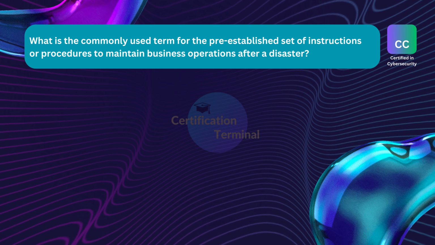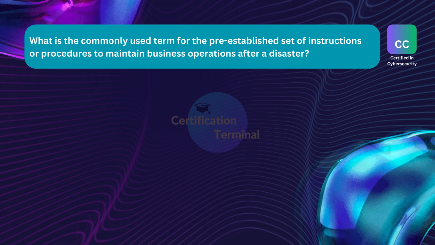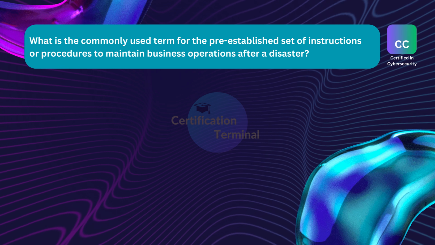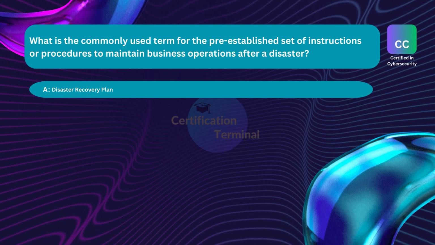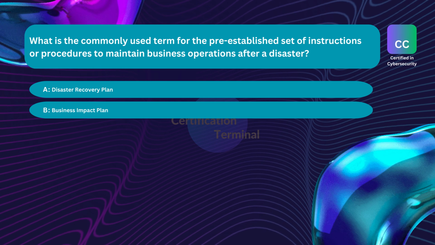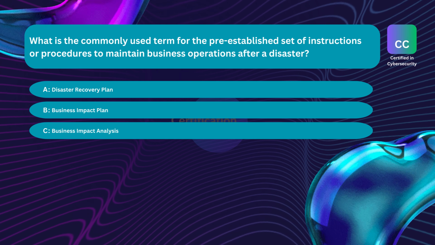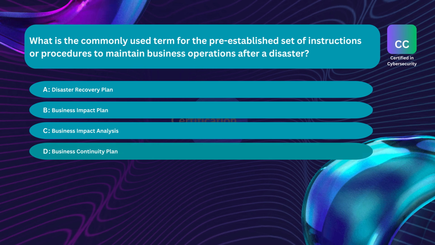Question number 14. What is the commonly used term for the pre-established set of instructions or procedures to maintain business operations after a disaster? Option A, Disaster Recovery Plan. Option B, Business Impact Plan. Option C, Business Impact Analysis. Option D, Business Continuity Plan.